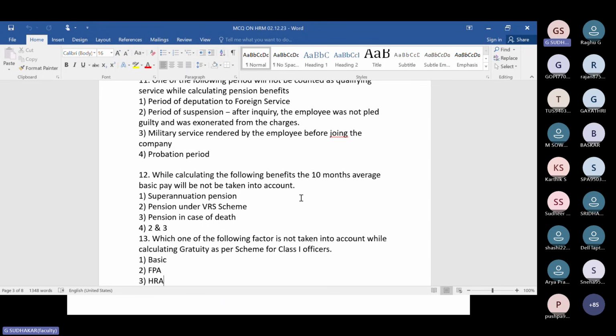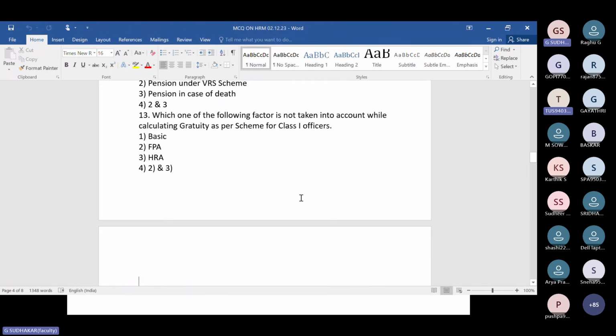In case of death of an employee, you need to take the last month's basic pay plus FPA if it is there. Okay. Right. 13. The answer is third, pension in case of death.